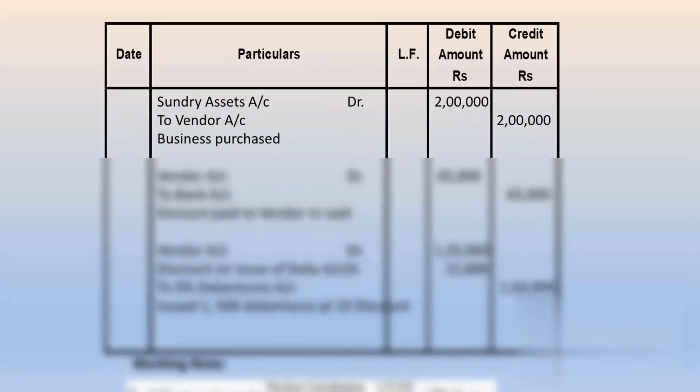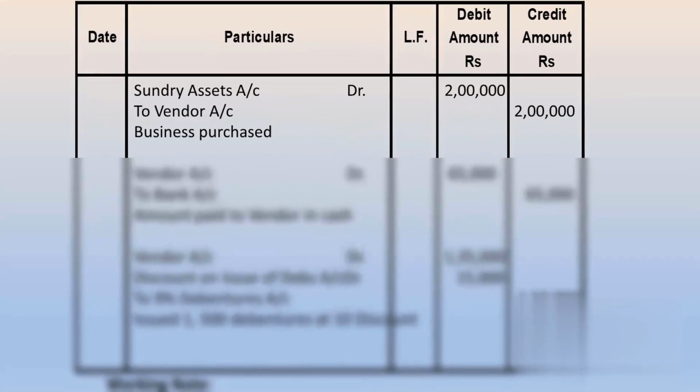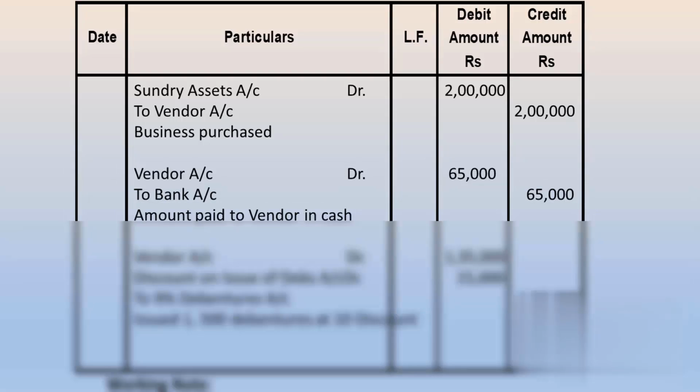First, the acquisition of the asset and the creation of the obligation to the vendor. Then the part discharge of that obligation by the payment of cash. Note that the company at the time of issue of debentures is obligated to the vendor only to the extent of rupees 1.35 lakhs. Rupees 65,000 having been paid for in cash.